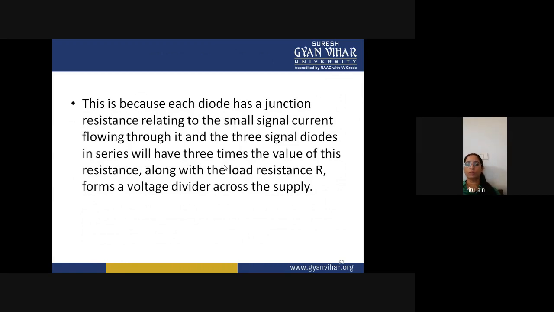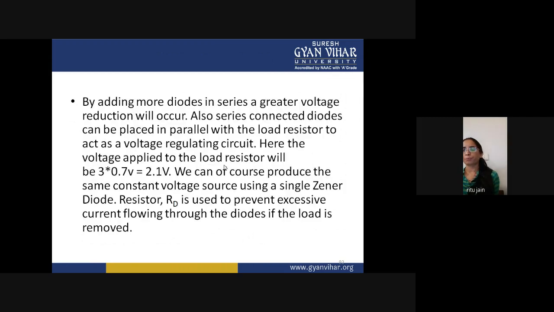This is because each diode has a junction resistance relating to the small signal current which is flowing through it, and the three signal diodes in series will have three times the value of this resistance. Along with the load resistance R, this forms a voltage divider across the supply.